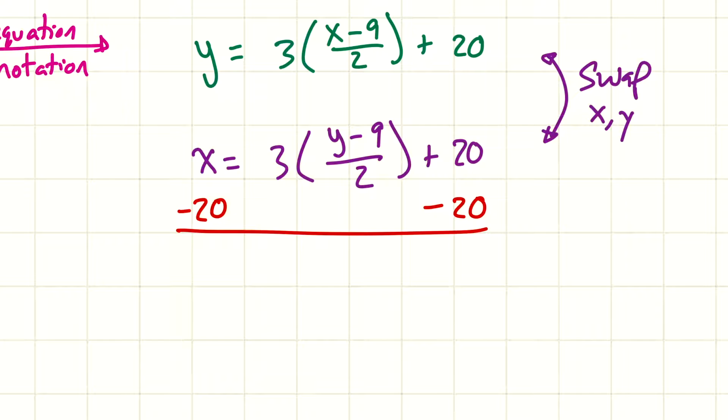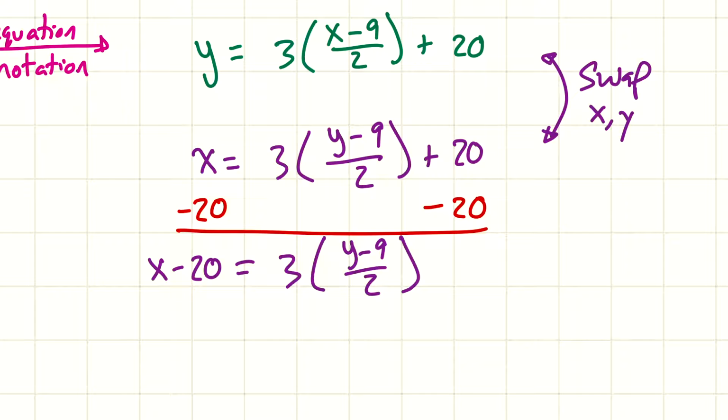This leaves us with x minus 20 is equal to 3 times y minus 9 over 2. All right, so now there's a 3 in front. I want to get rid of that 3.